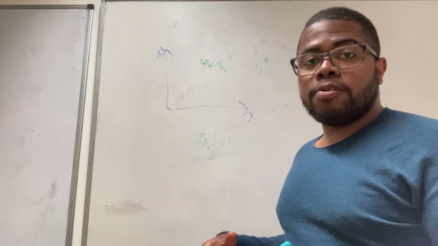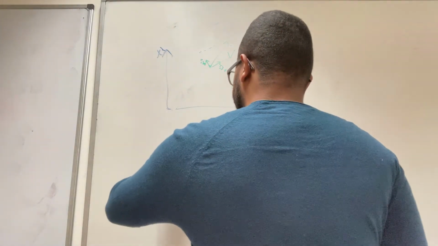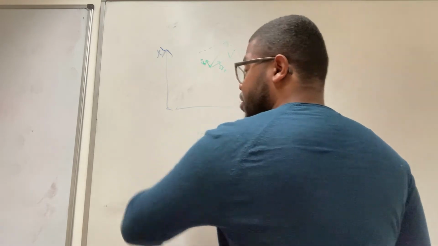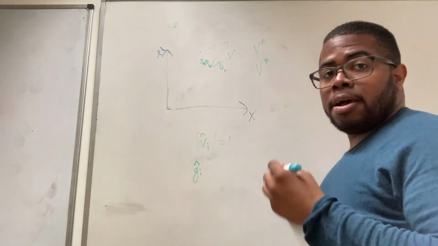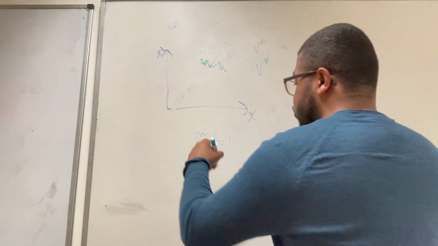And in essence, if you want to find the magnitude of the natural basis, so for g_i hat, the way in which you can find its magnitude is by just taking the dot product of g_i with itself and doing the square root of that.